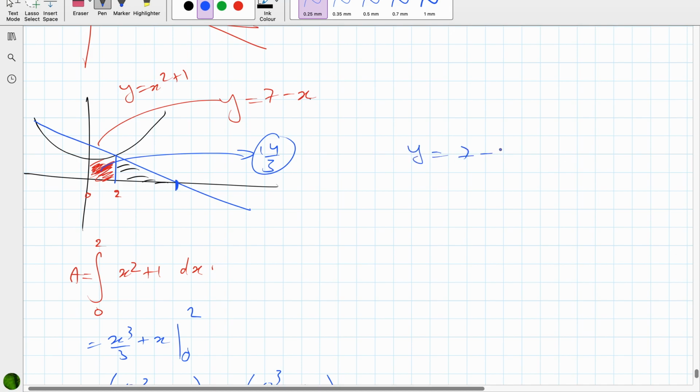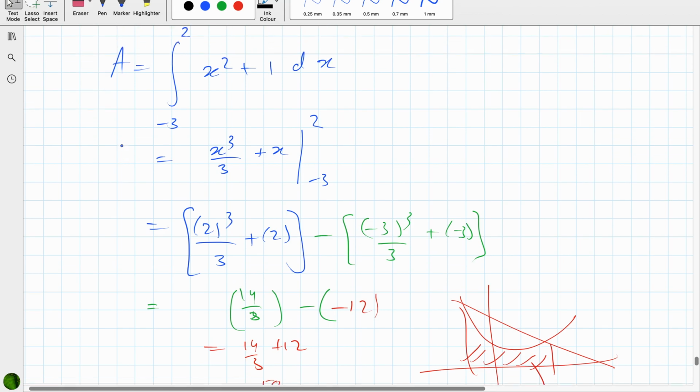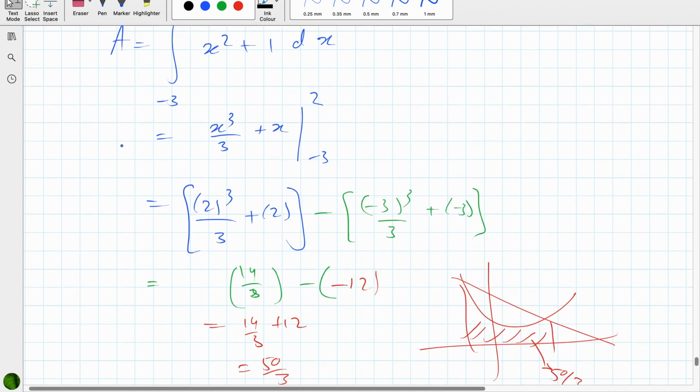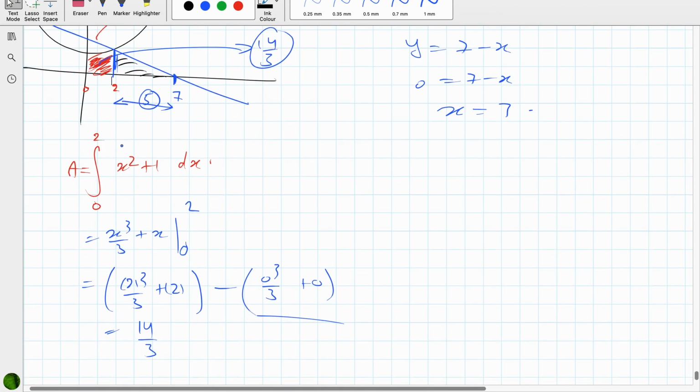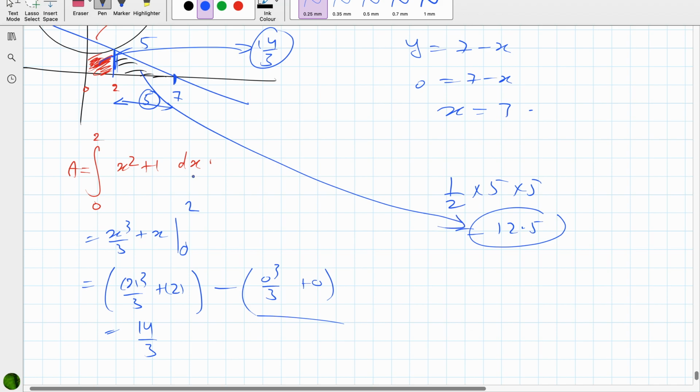So y is equal to 7 minus x. When y is 0, the value of x is 7. If this is 7, this base length is actually 5. And we know this height, we solved it in the previous part, which was 5 again. So 1 by 2 into base into height is 12.5. So 12.5 for this section, 14 by 3 for this section.